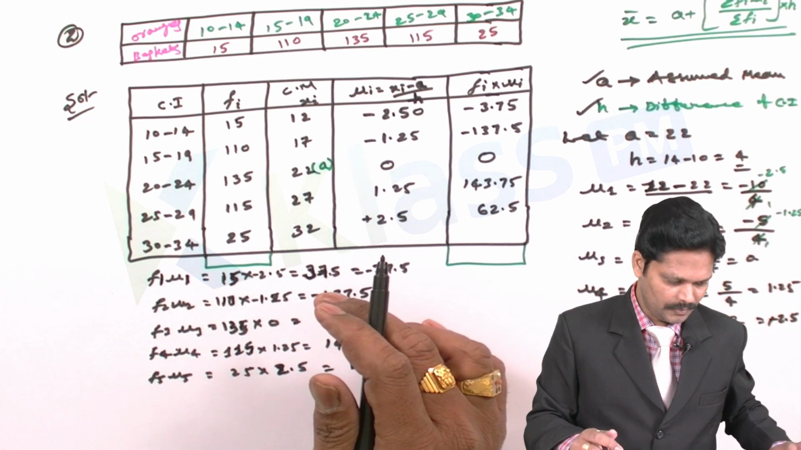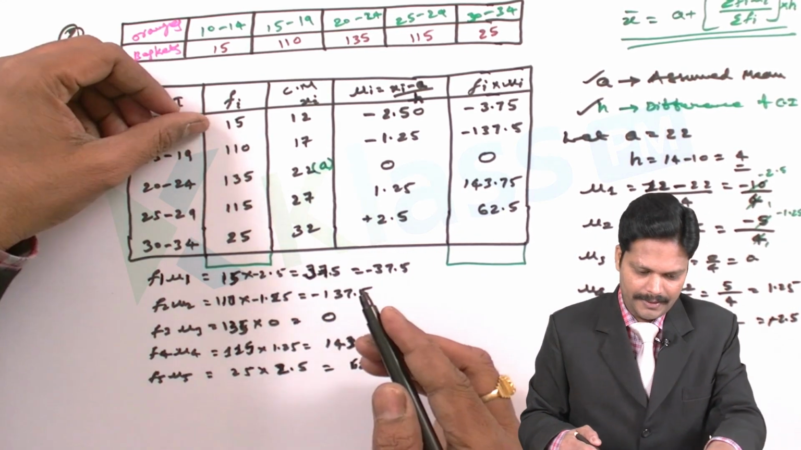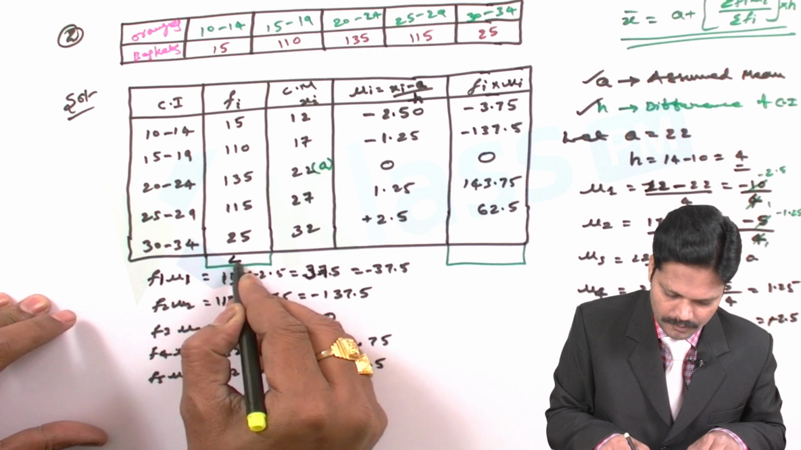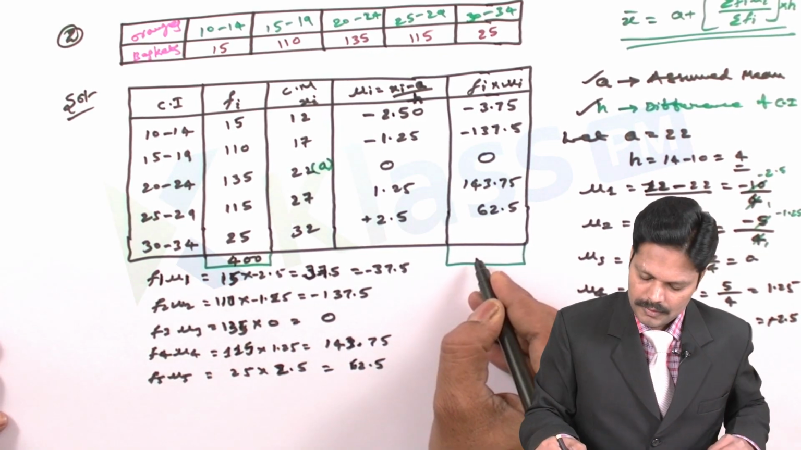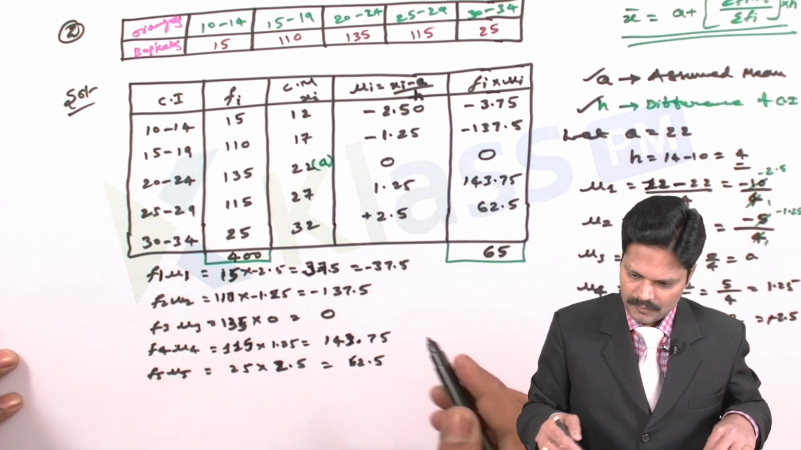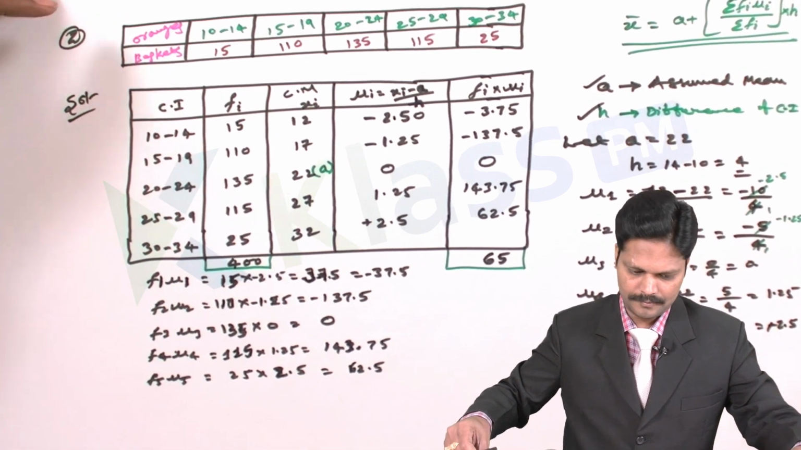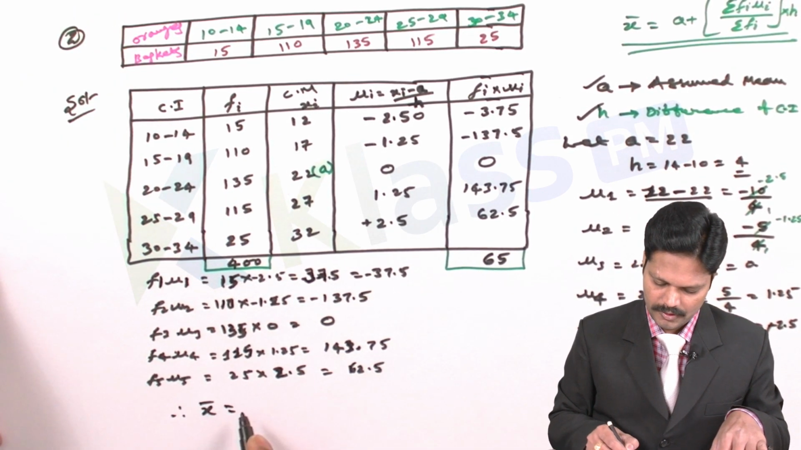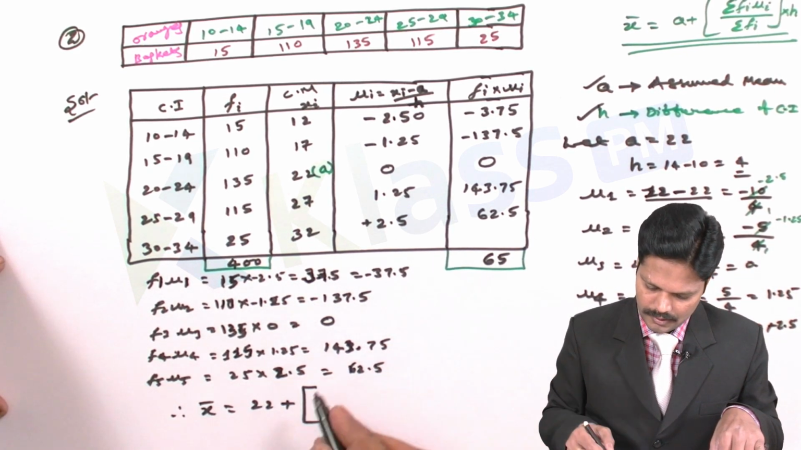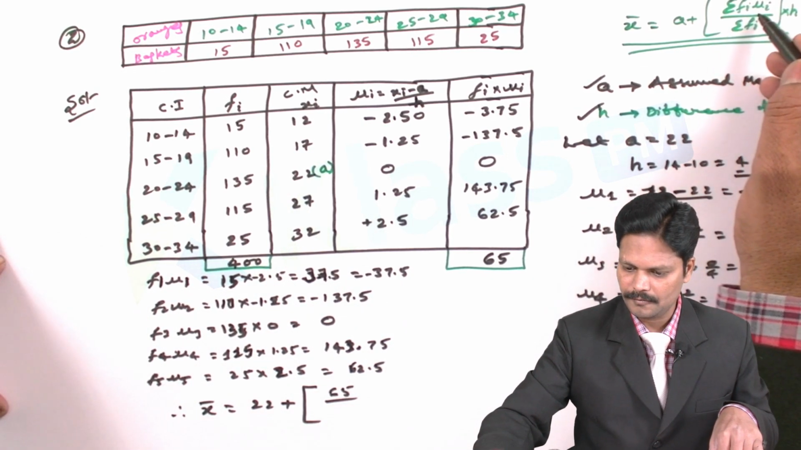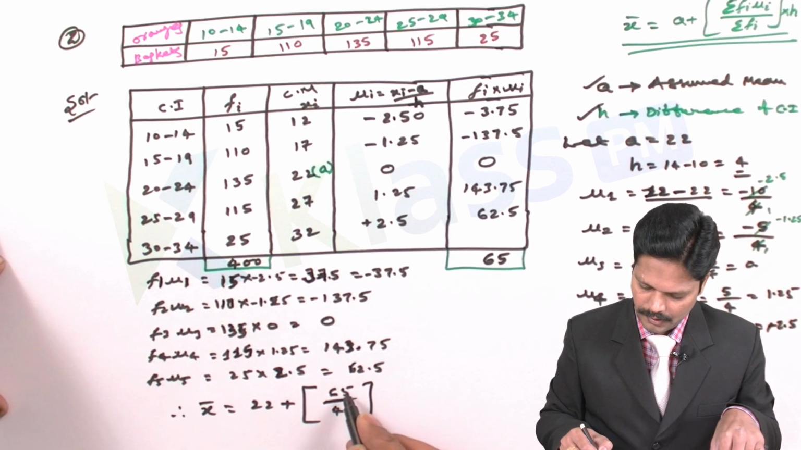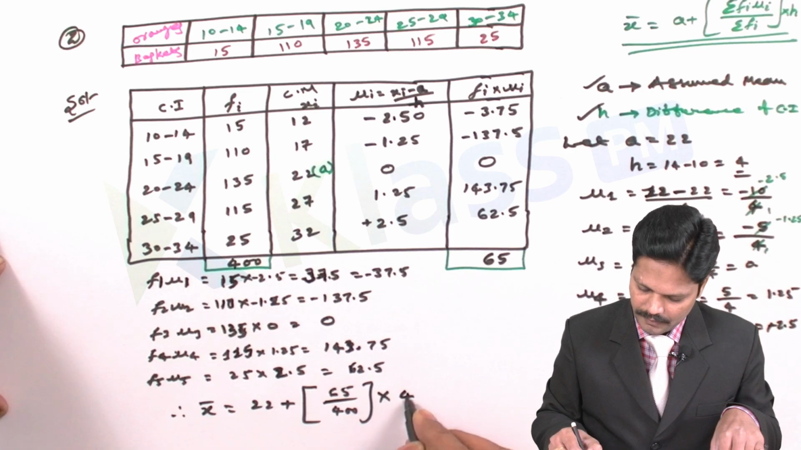So by adding these we are having 15 plus 110 plus 135 plus 115 plus 25 is nothing but 400 we are having. And coming to the, so here we are having, this is the 65. So we are substituting the value here. Therefore x bar is equal to a is 22 plus the value is here 65. Summation of fi ui is 65, and by summation fi 100 into h is we are having here 4.